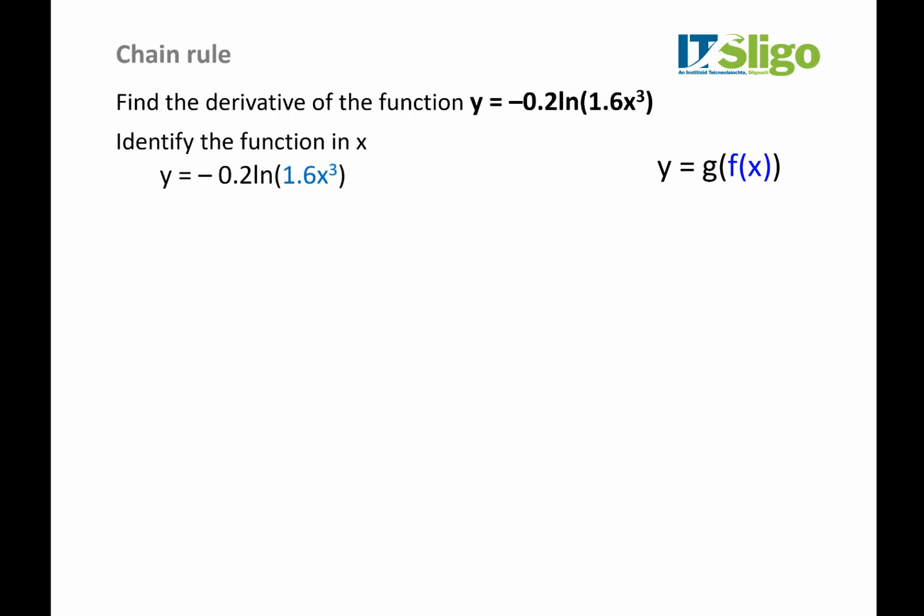So we've identified the function in x, and now we're going to differentiate this bit. The constant still stays, so the minus 0.2 is going to be in our answer. When we differentiate natural log, anything that comes after it drops below the line. So if we were to differentiate the natural log of 4, dy dx is simply going to be 1 over 4.